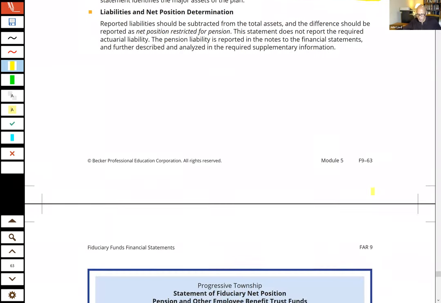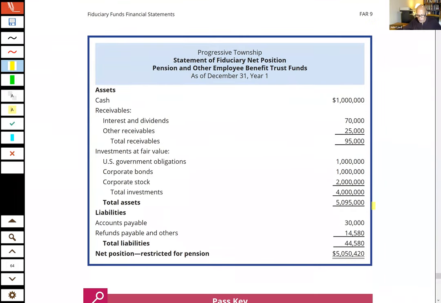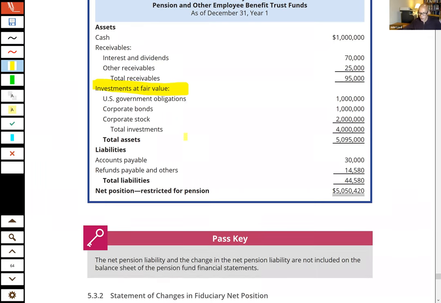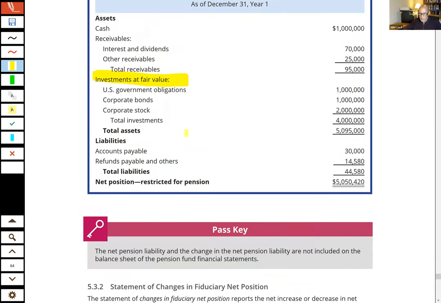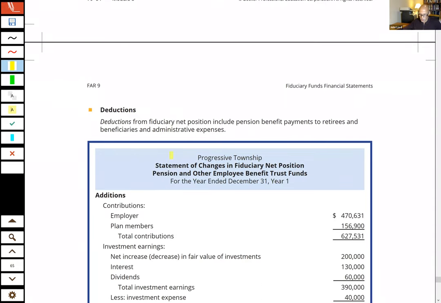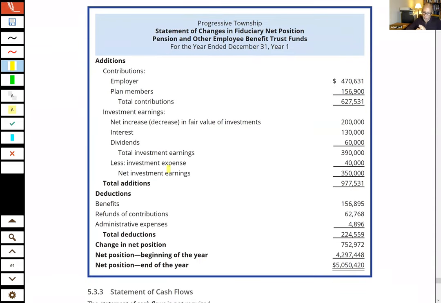Now that is the accounting of the pension fund, and they're going to account for their assets at fair value. So you take a look, there's the investments, please, at fair value. Don't give me any Enron stock in my pension, please. So hopefully they're good, secure investments. And then you have the statement of changes in fiduciary net position, where additions are like revenues, deductions are like expenses, and the major expense obviously is going to be benefits.